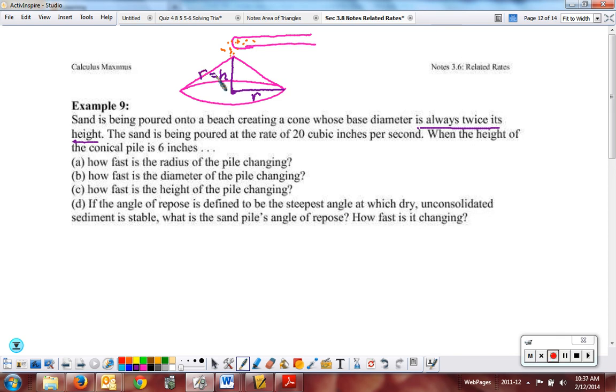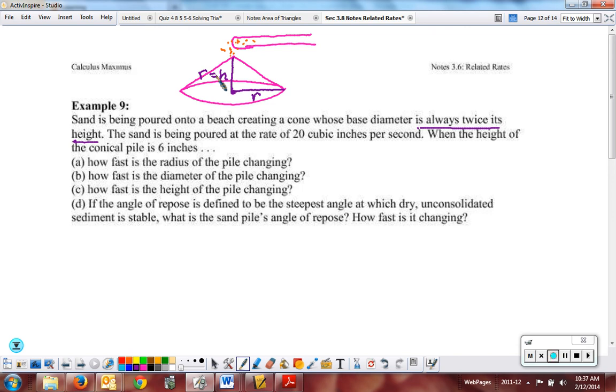I'm going to go ahead and put them both in there because, looking ahead, I am looking at how fast the radius is changing, so that's dr/dt. And I'm looking at how fast the diameter changes, that's the derivative of 2r with respect to t. And I'm looking at how fast the height is changing, so it might be important to remember that the height is the same as the radius.